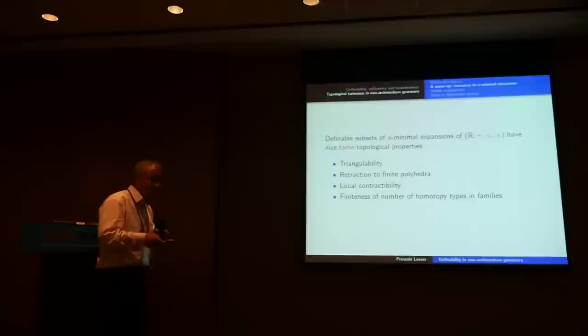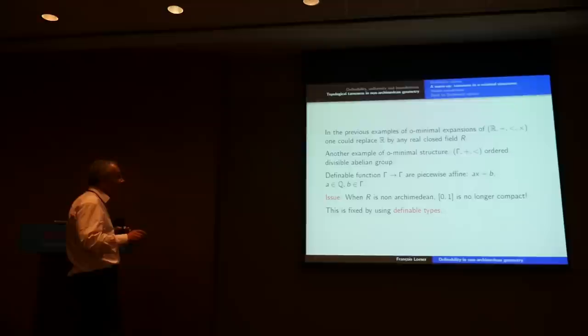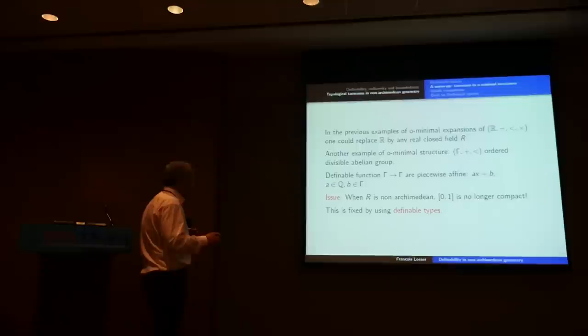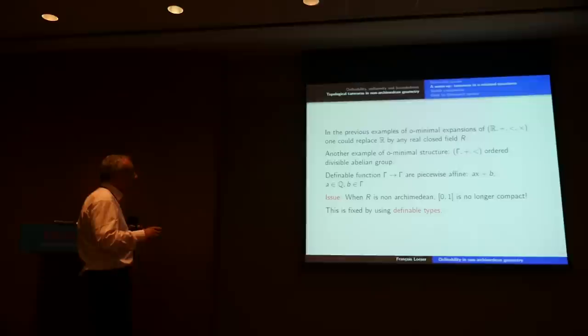Okay. Something important to note is that this o-minimal geometry not only applies to the actual real numbers, but to any real closed field. So a real closed field is an ordered field that satisfies the same first order properties as the real numbers. Okay. And they could be, for instance, non-archimedean or non-standard models of the reals. And you have other examples, which is very important for us, which is that of ordered divisible abelian groups. In this case, definable functions are just piecewise affine functions. So this is the world of piecewise affine geometry.